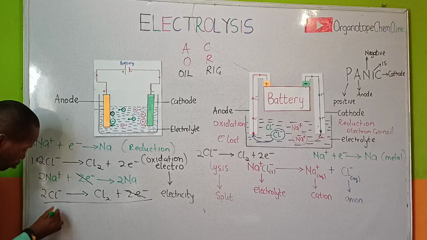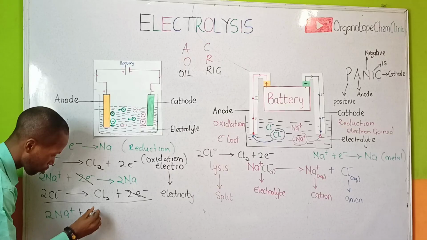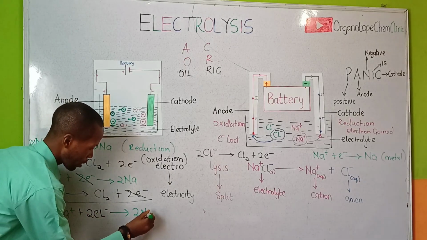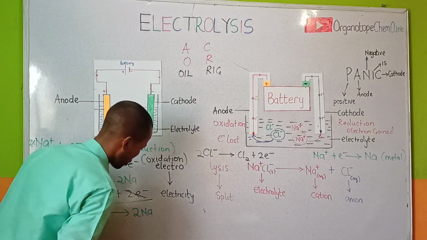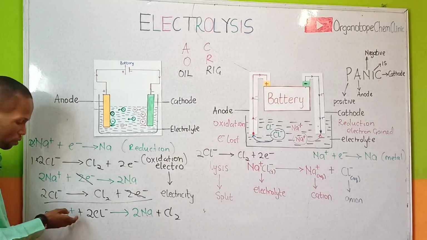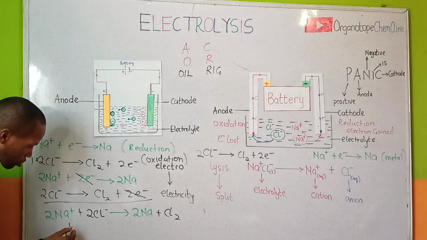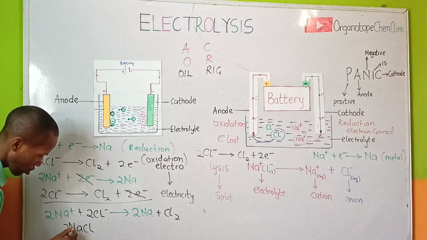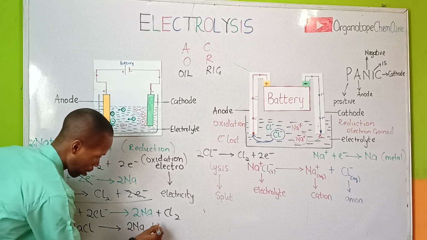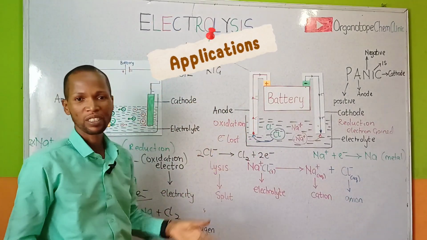We have 2Na+ + 2Cl- going to 2Na + Cl2. From the overall equation, we can observe the presence of cations and anions. So both can interact to give sodium chloride. Then we have 2Na + Cl2. Okay?